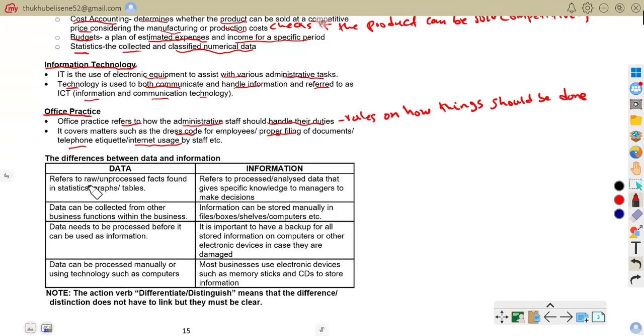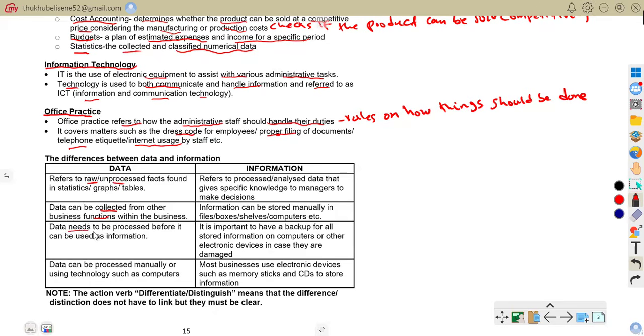Under data, it refers to raw unprocessed facts found in statistics, graphs, or tables. Raw unprocessed facts mean, for example, numbers in a list like 10, 20, 30. Data can be collected from other business functions within the business, for example, sales figures from the sales department.